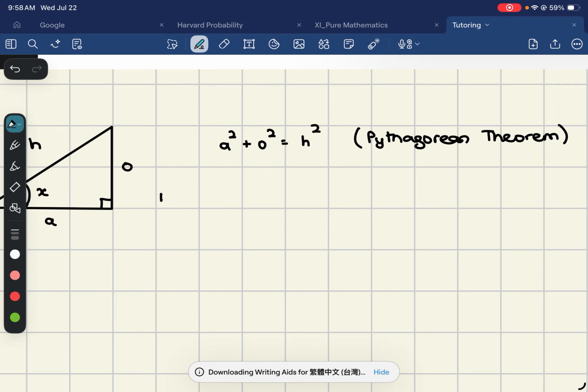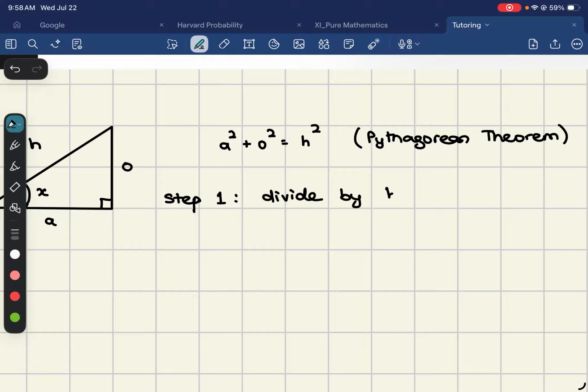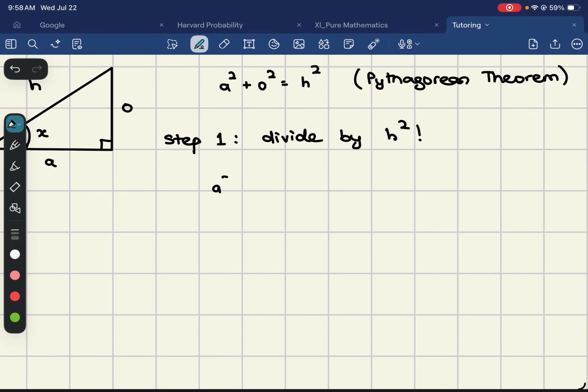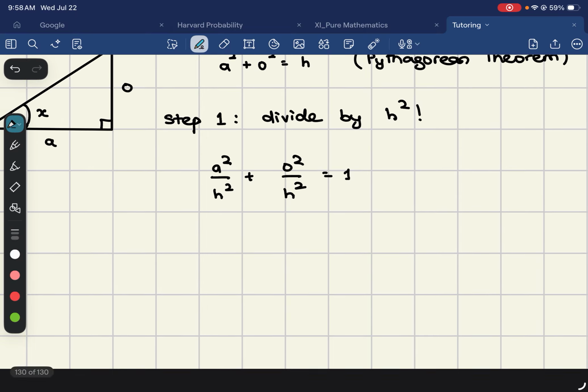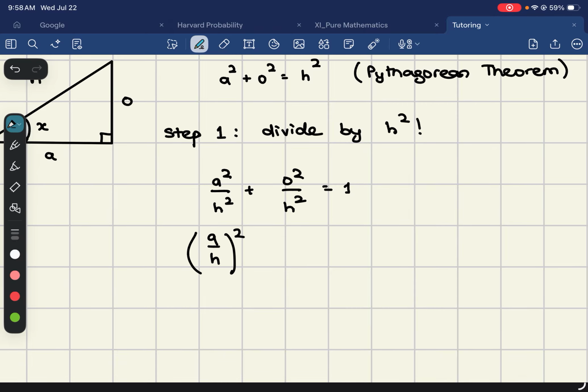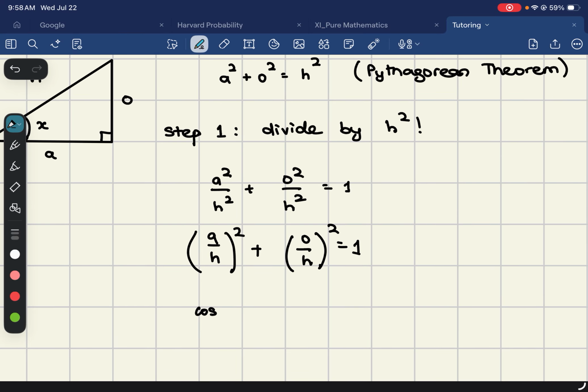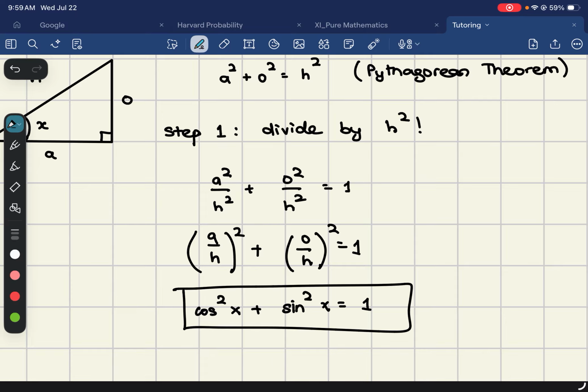And now, for step 1, or for formula 1, you divide by h squared. So if we divide by h squared, we have a squared over h squared plus o squared over h squared is equal to 1. And I can rewrite this as (a over h) squared plus (o over h) squared is equal to 1. And what is a over h? Adjacent over hypotenuse is just cosine x, and opposite over hypotenuse is just sine x. So we get cosine squared x plus sine squared x is equal to 1. So that is how you get the first formula.